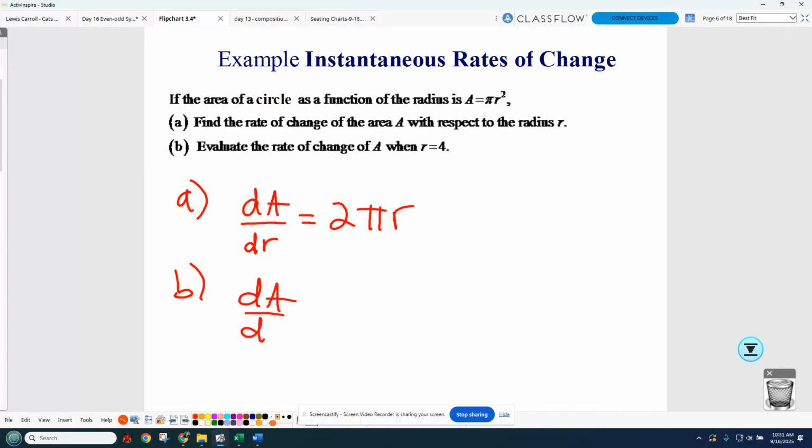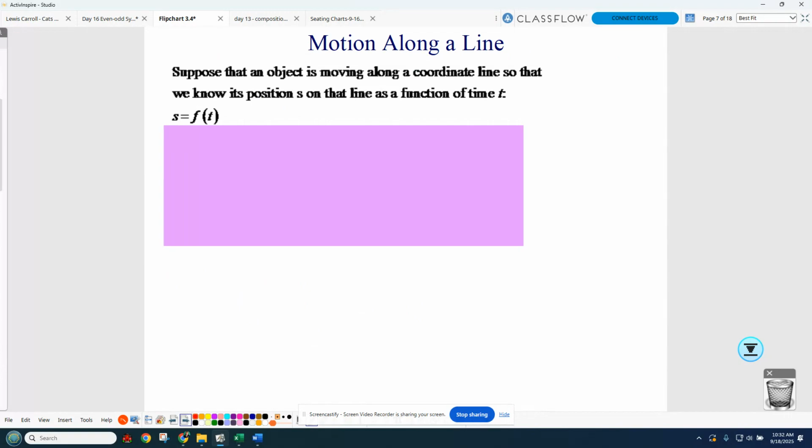And then notation-wise, the area is getting 8 pi bigger. Don't know what unit, so I'm not going to make any up. When radius is 4, whatever units it is. Yeah? Good. Questions? Okay.